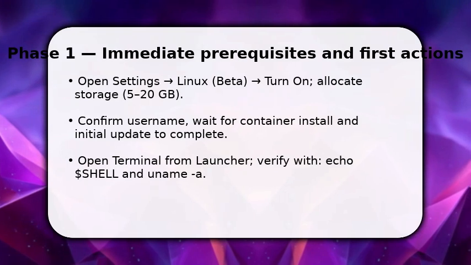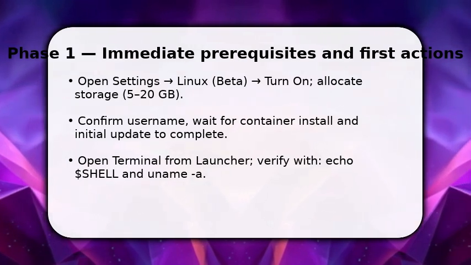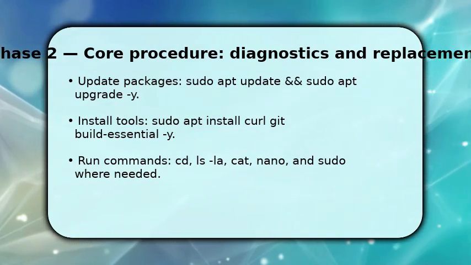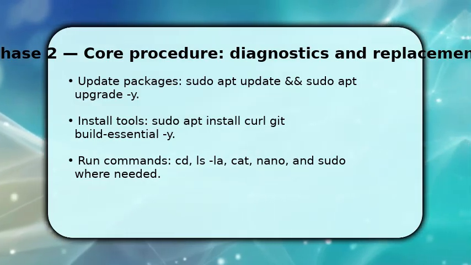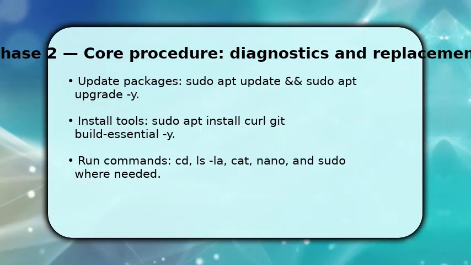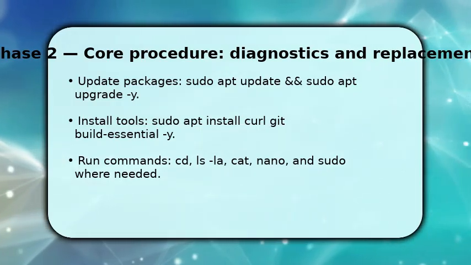Once the terminal is ready, update the package list and upgrade to get security patches. Type sudo apt update and sudo apt upgrade -y. Then install practical tools like curl, git, and build-essential so you can compile or fetch code.